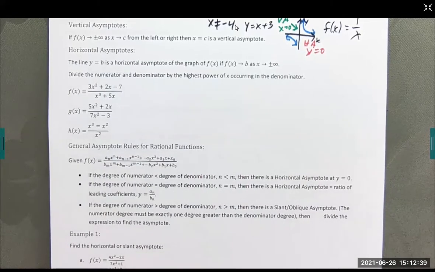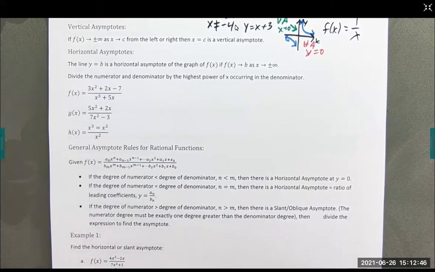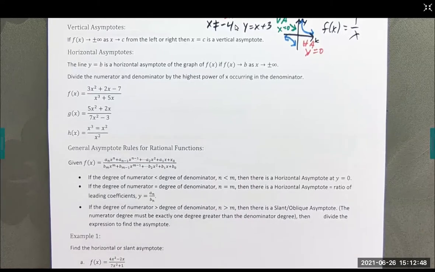Now, if the degree in the numerator is bigger than that in the denominator, meaning larger exponent on top, then there's what we call a slant or an oblique asymptote. You'll hear me probably call it the slant asymptote. That's the way I was taught. The numerator's degree must be exactly 1 greater than that of the denominator. That's not always true, but for this class, we're going to assume that has to be true. What we have to do then is divide the expression to find the slant asymptote, and we'll do an example of that in just a moment.